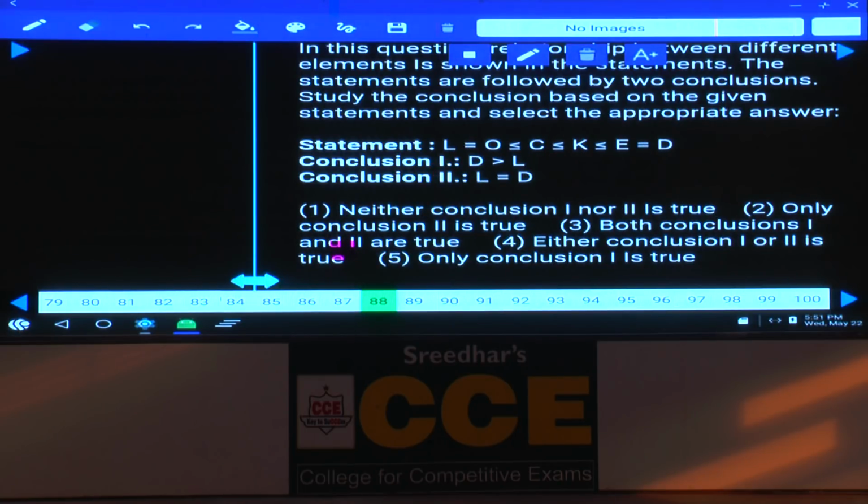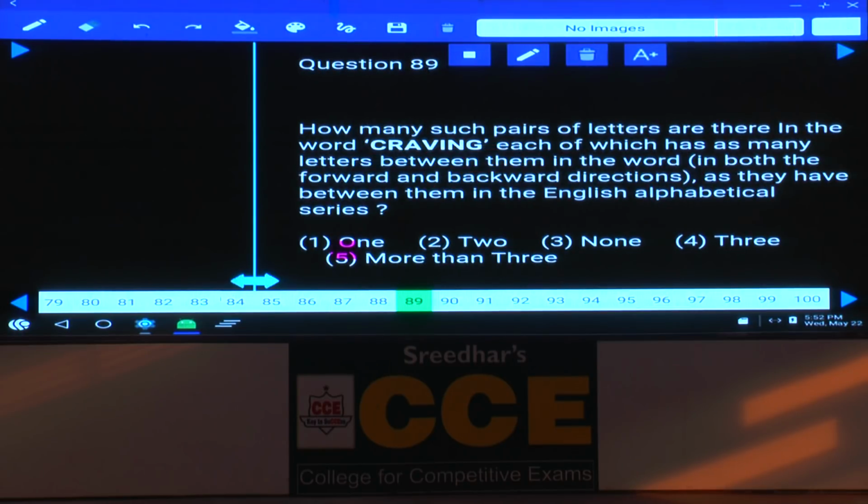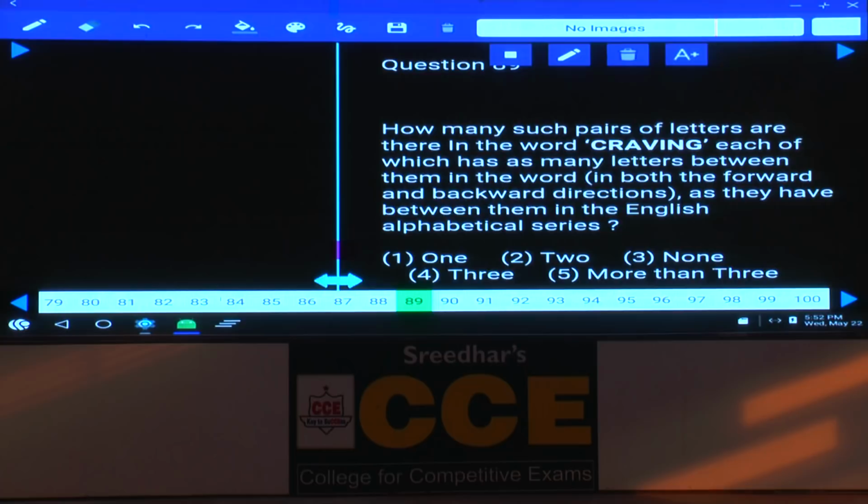Then question number 88. Now relation between D and L is given. L is here, D is here, between these 2, forget about this equals to. L is lesser than or equals to D. As L is lesser than or equals to D, D is either greater than or equals to. Either 1 or 2, it is choice 4, question number 88. Done?